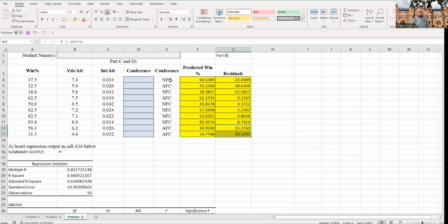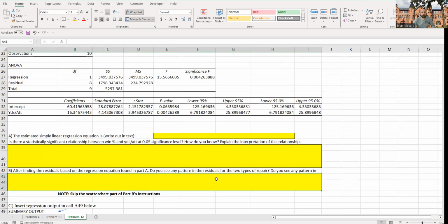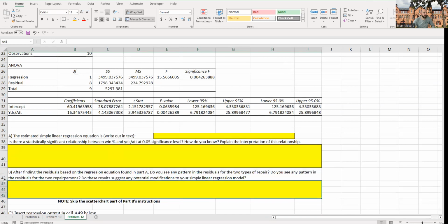So if we saw maybe the NFC ones were here and the NFC ones were here, but the AFC ones were in the middle, that would be a pattern. We would see they're actually more accurate for AFC than they are for NFC, but that doesn't seem to be the case here. So do we see any pattern? I don't in this one. You might see something in your actual problem that might differ in your problem with the electrical repairman.